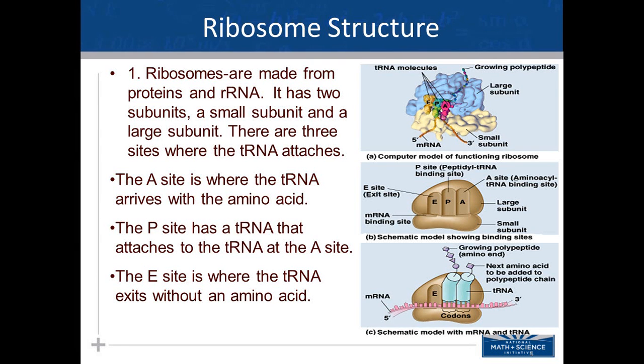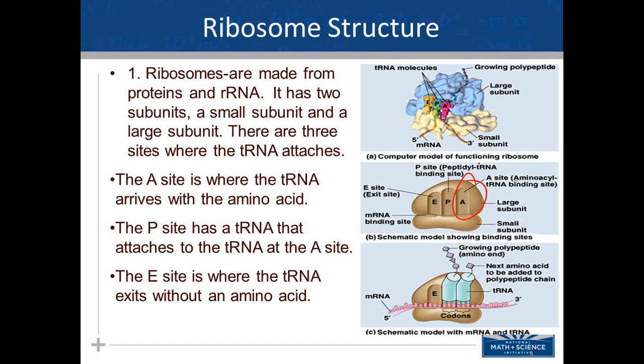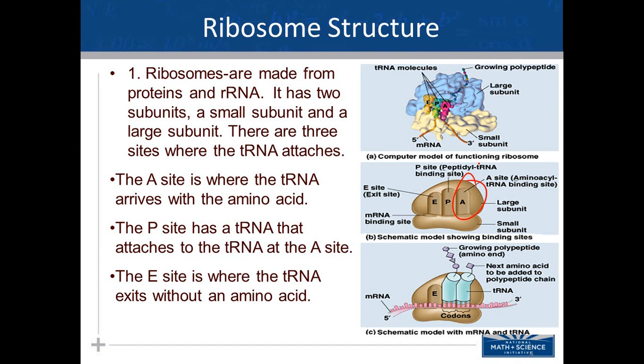So let's talk a moment about the ribosome structure. First off, ribosomes are made from proteins and ribosomal RNA. They have two subunits, a large subunit and a small subunit. There are three sites where the transfer RNA can attach. We have the A site, and that's where the transfer RNA is going to arrive with its amino acid.